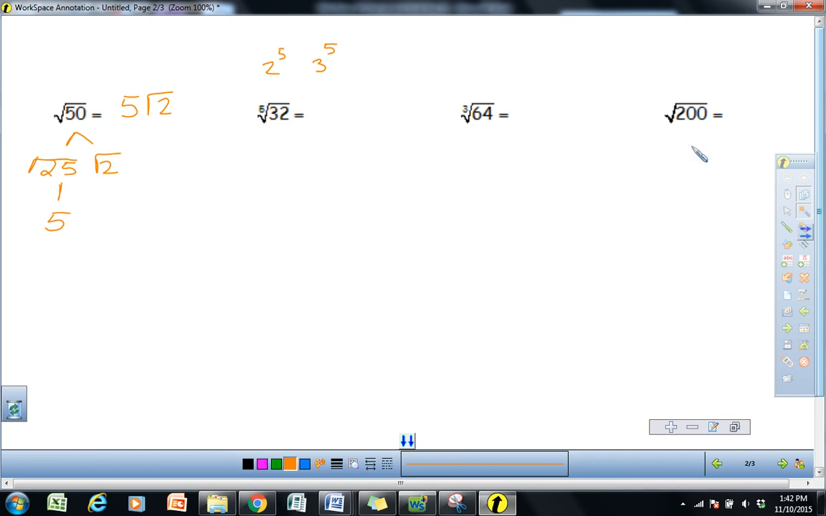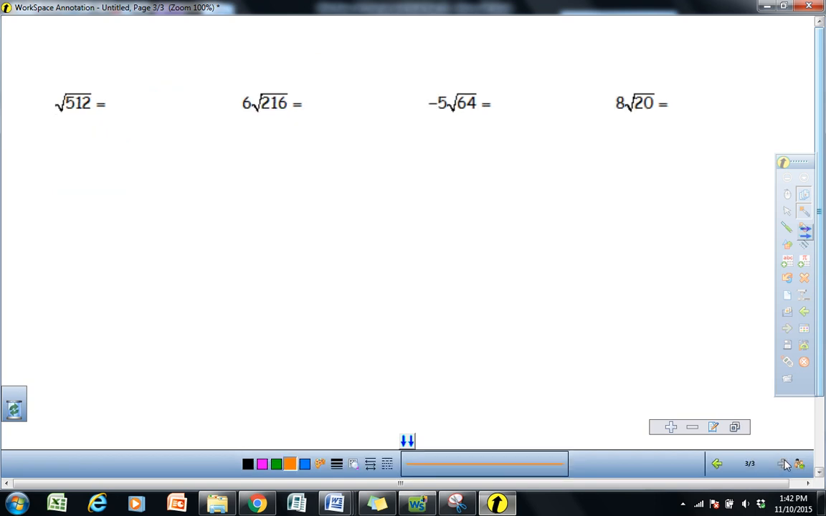Alright, we'll try one more together. Try the square root of 200. Break down, see what perfect squares are in there. And we will try this one. The square root of 64 is 8. So now we do negative 5 times 8 to give me negative 40.